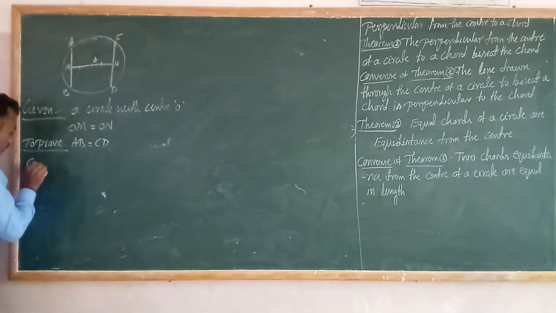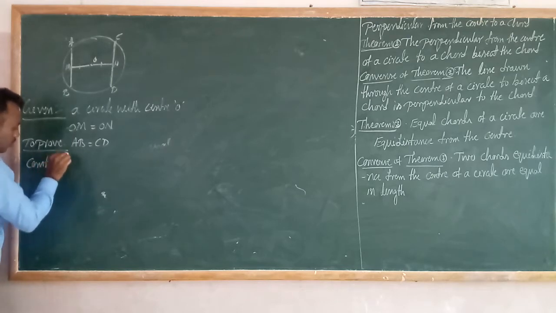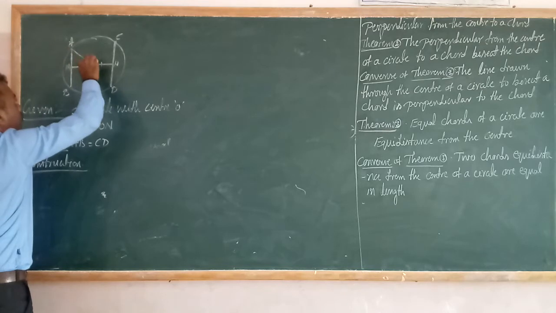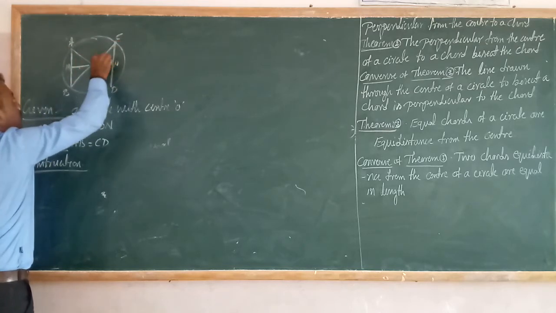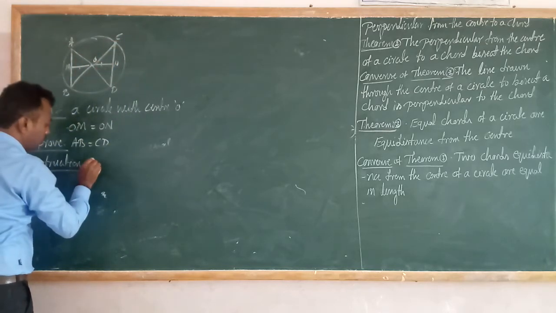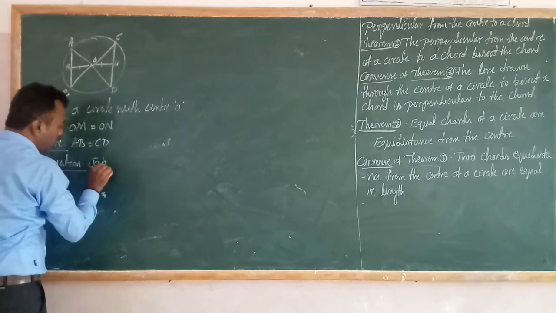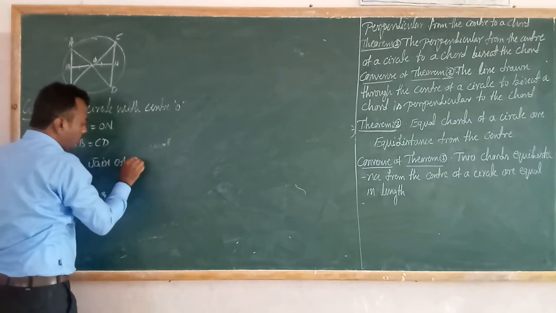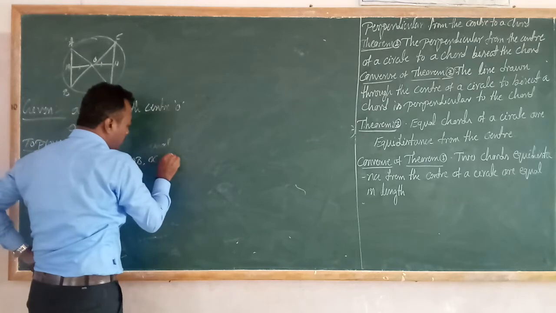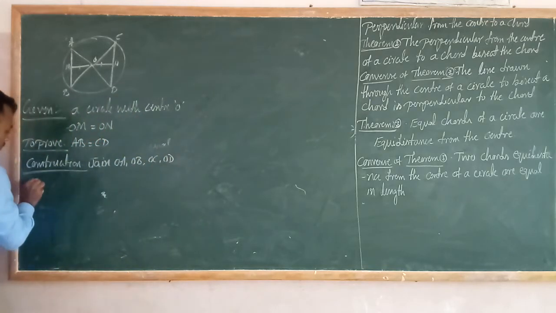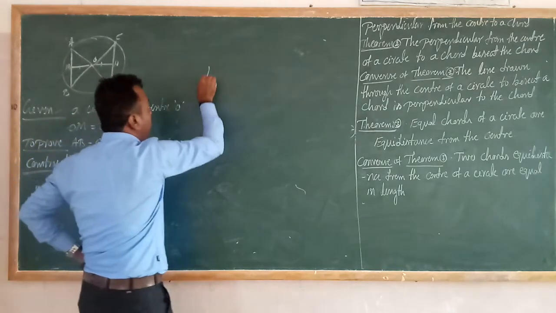So small construction. What is the construction? Join OA, OB, OC and OD. Same. Join OA, OB, OC and OD. So proof. Let us put here proof.